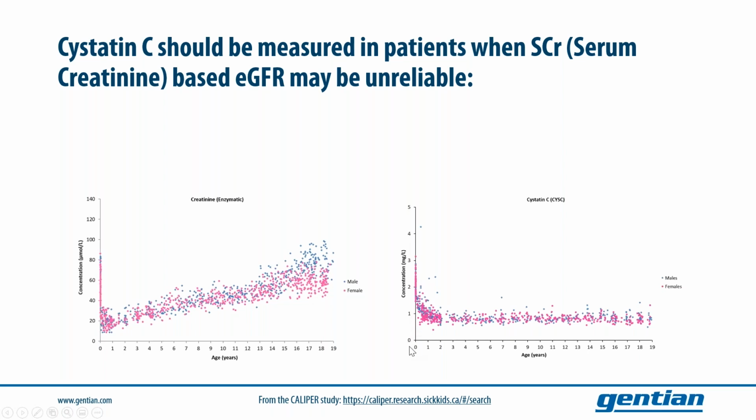But for Cystatin C, the concentration again on the y-axis, age on the x-axis, drops off immediately after birth, but stabilizes around the age of 1, and then it remains constant, and it's also the same for girls and boys. There is no difference.